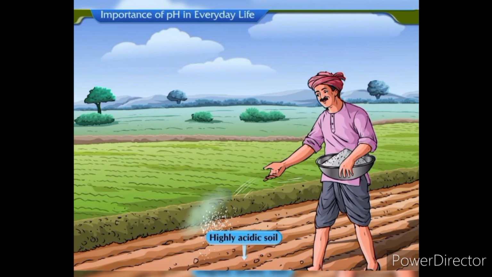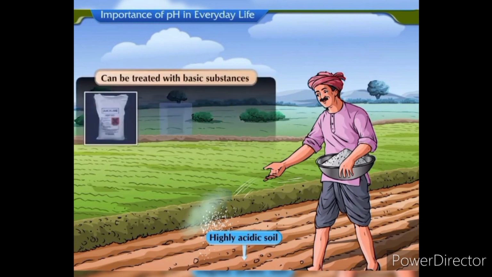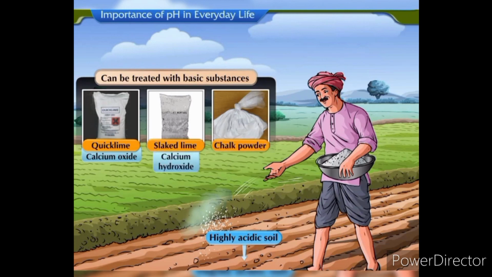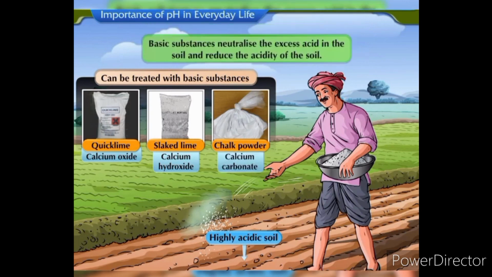If the soil is highly acidic, it can be treated with basic substances like quicklime, that is, calcium oxide, or slaked lime, that is, calcium hydroxide, or chalk, that is, calcium carbonate. These substances neutralize the excess acid in the soil and reduce the acidity of the soil. Let us perform an activity regarding testing of soil samples.